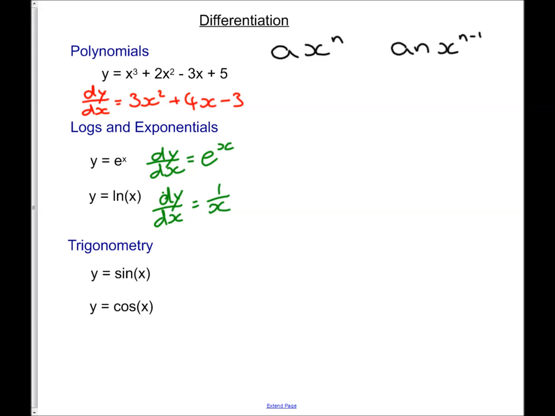And finally, I can be expected to differentiate sine and cos. If I differentiate sine, I get cos. So again, I'm going to write dy by dx to show I've differentiated it, and I'll get cos x. And if I differentiate cos, I get minus sine x.